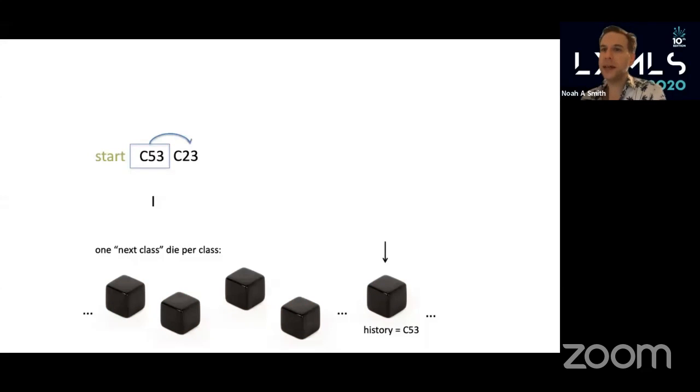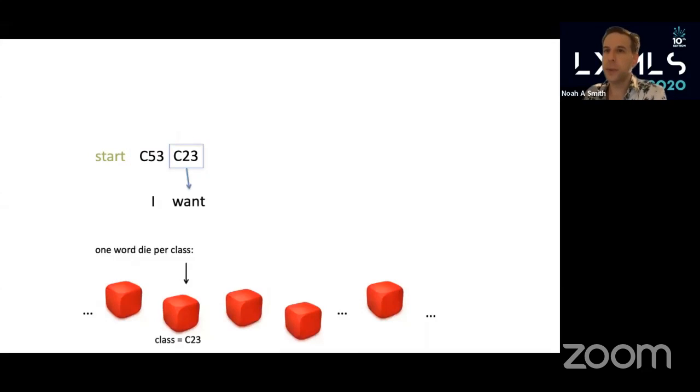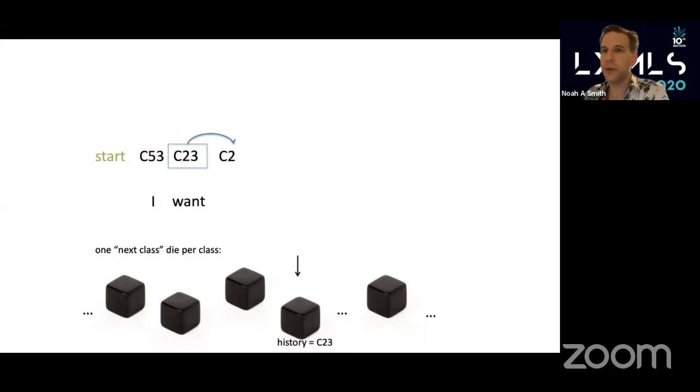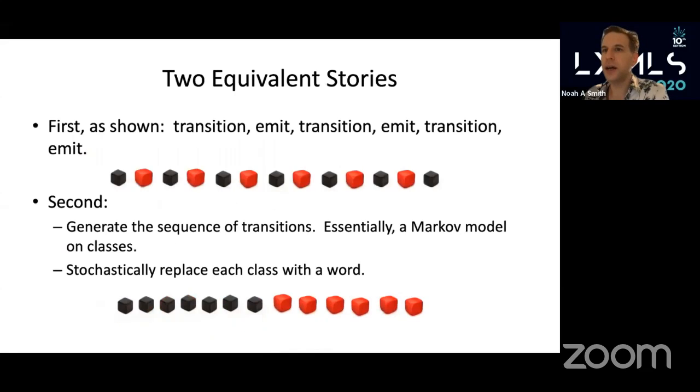And then we go back to the black dice, and we pick up the history equals C53 die. We roll it, and we get, say, C23. We pick up the C23 red die. We roll it. We get a word. We get "want", and we repeat. We alternate between black and red, generating transitions and emissions as we go. So that's the technical language used: the black dice are the transition from state to state, and the red dice are an emission from a state.